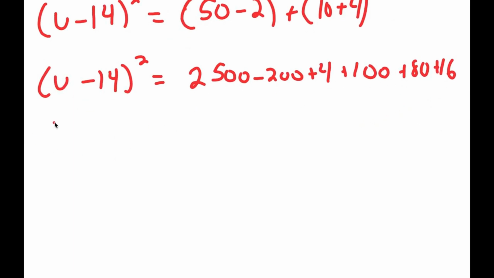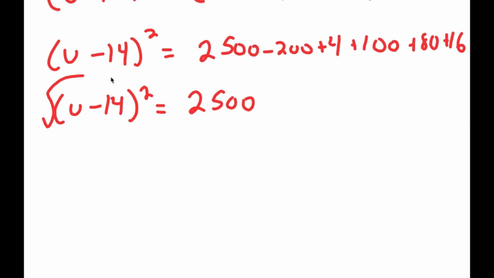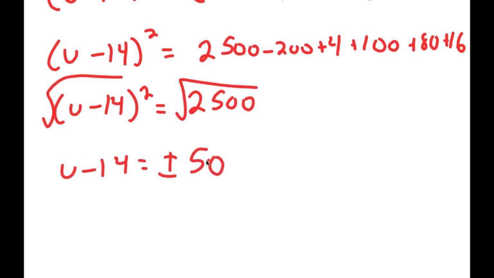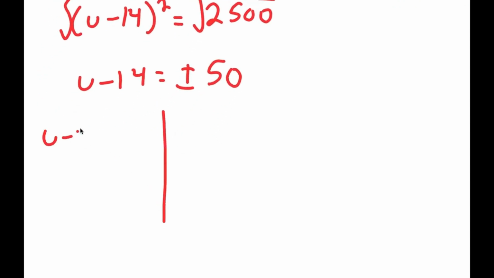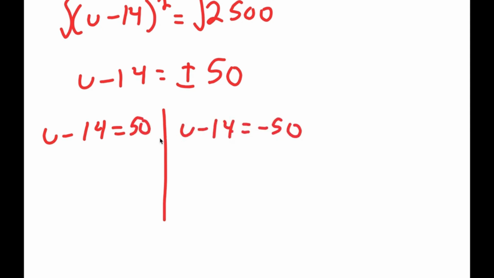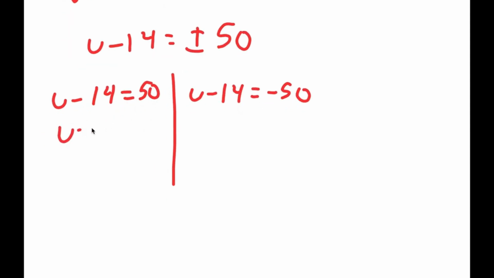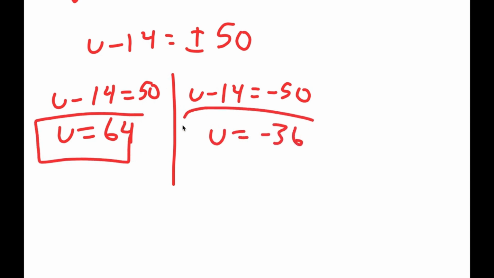And now if we add these up, we get (u minus 14) squared is equal to 2500. If we take the square root on both sides, we get u minus 14 is equal to positive or negative 50. So we get two equations. Now we get u minus 14 is equal to positive 50, and u minus 14 is equal to negative 50. So u minus 14 equal to positive 50, I get u is equal to 64. And u minus 14 equal to negative 50, I get u is equal to negative 36.